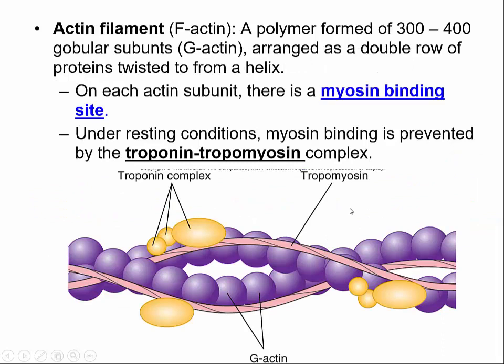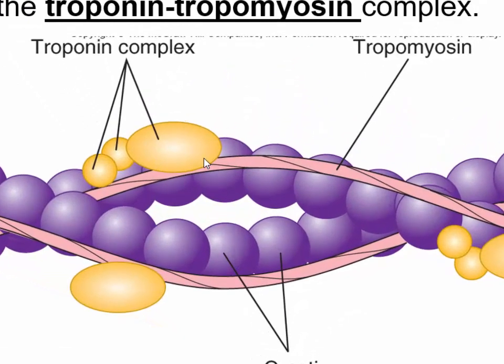Now the actin myofilament is referred to as F-actin. When you're looking at the whole thing together, it's F-actin. It's a polymer that consists of about 300 to 400 of these globular subunits that we call G-actin. And they're arranged in a double row of proteins twisted to form a helix. So all of this is going to be your actin filament. Well, on each actin subunit, you're going to find a binding site for the myosin head. And under resting conditions, the myosin binding is prevented by what's called the troponin-tropomyosin complex.